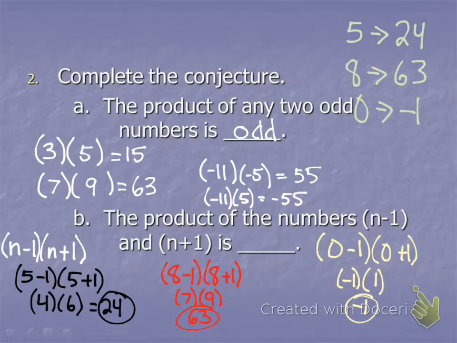Perfect. You take whatever the n value is, you multiply it by itself, that's called squaring it, and then you take 1 away. That's our conjecture.